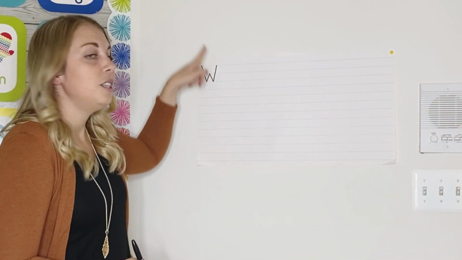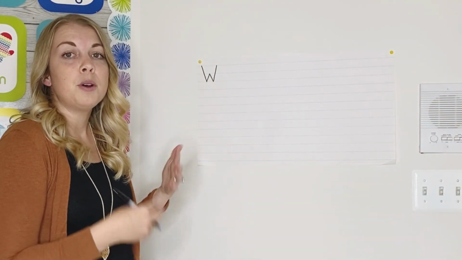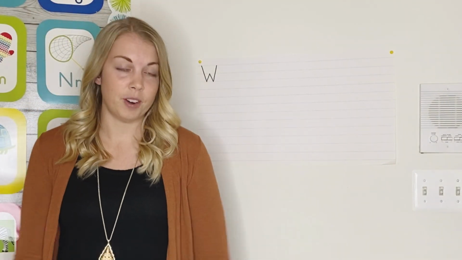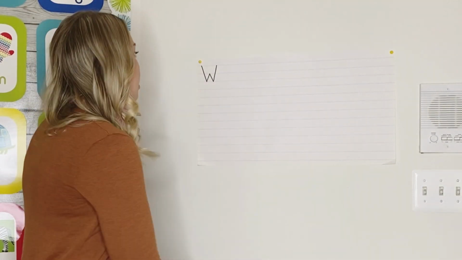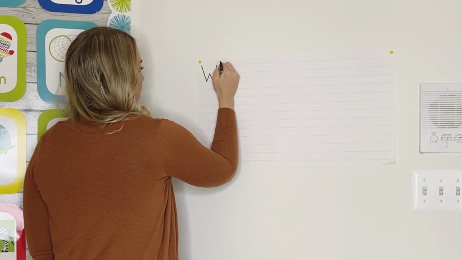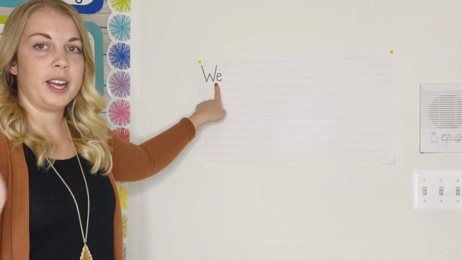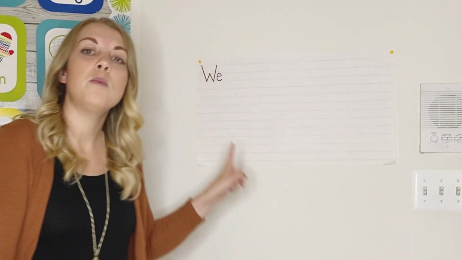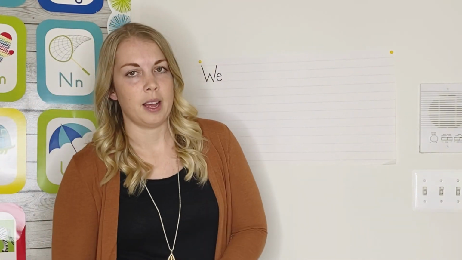Okay, we're going to use our spaghetti spaces to write the next letter in our word because we want our letters standing right next to each other in the word. So we're going to write the lowercase e. We. Okay, it is your turn to write. Now I want you to write the word we on your paper just like I did.